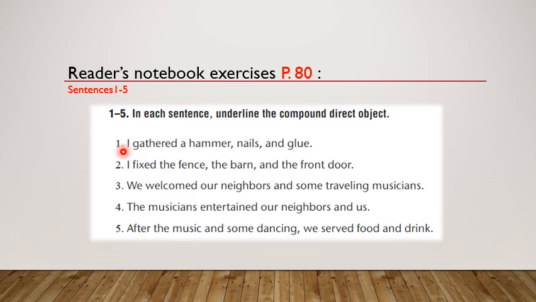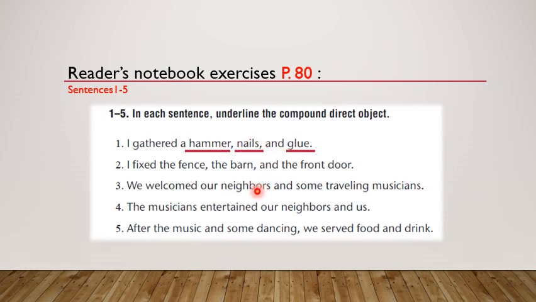Number 1. I gathered a hammer, nails, and glue. Ask yourself, where is the verb here? It's gathered. Excellent. What did she gather? Or what did he gather? A hammer, nails, and glue. So the compound direct objects here are hammer, nails, and glue.